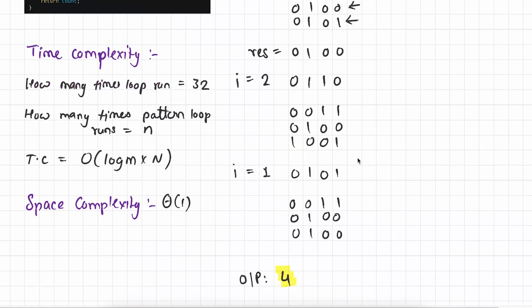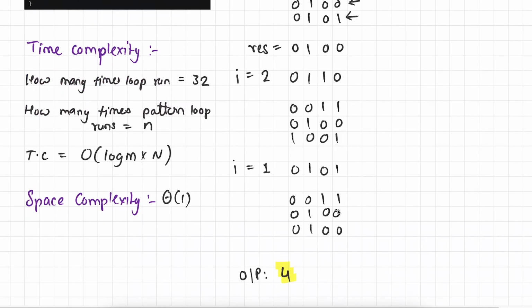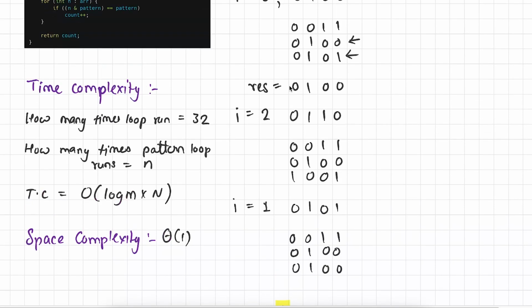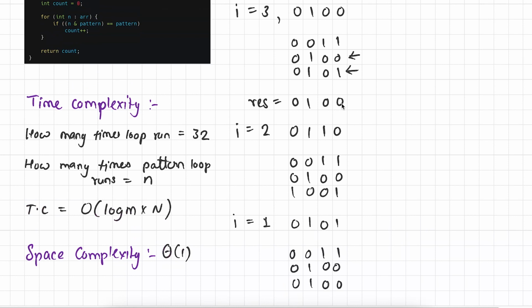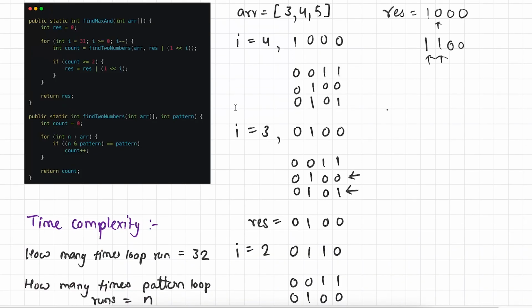In this iteration our I becomes 1, and this time we are going to search for two numbers whose first and third bit are set. And this time also we are not able to find any. So our loop ends and we get the output as 4, because this binary representation is equivalent to 4 in decimal. Okay, clear?